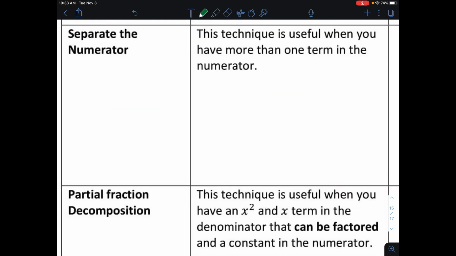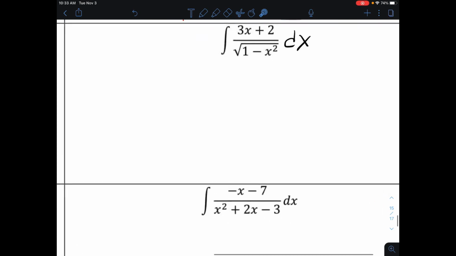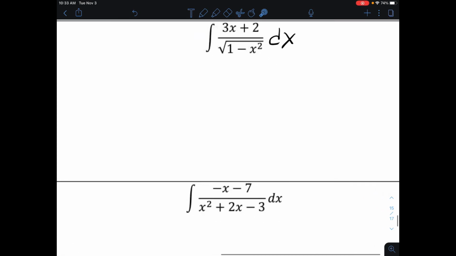Okay, the next technique we're going to look at is when it is often helpful to separate the numerator. The technique to separate the numerator is useful when there's more than one term in the numerator after u substitution fails. And so here we'll look at an example. And so we have the square root of 1 minus x squared in the denominator. In the numerator of this indefinite integral, we have 3x plus 2.